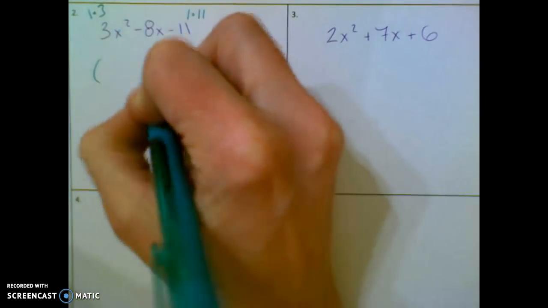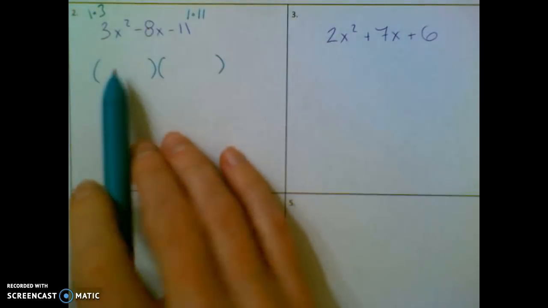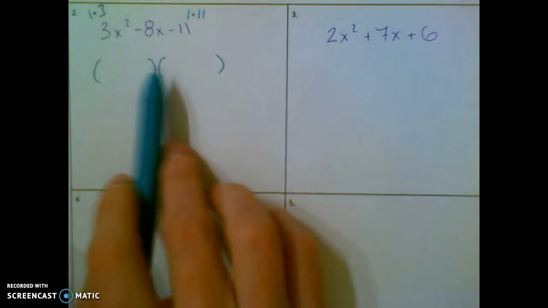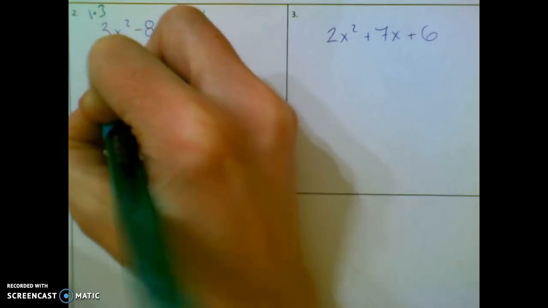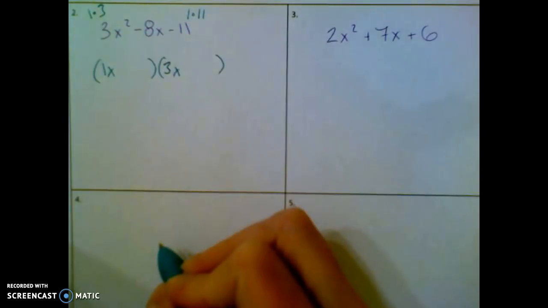So I'm going to do my 2 binomials. Does not matter if you put 1x and 3x or 3x and 1x. I'm just going to write it in the order I put my factors. Does not matter at all.